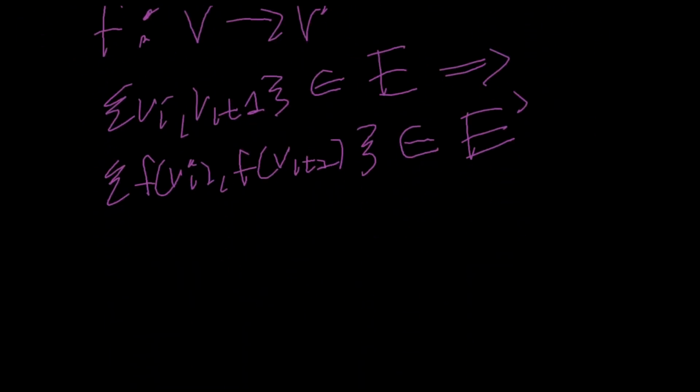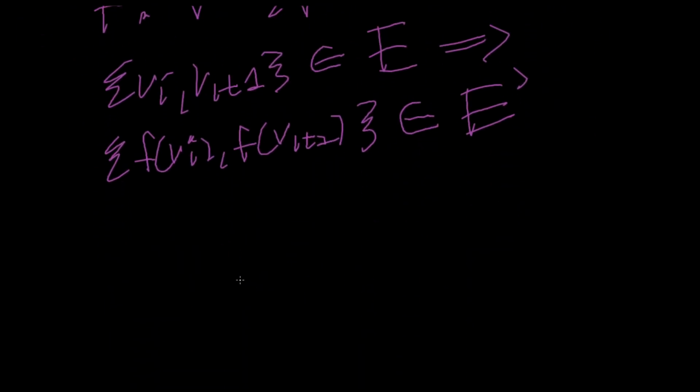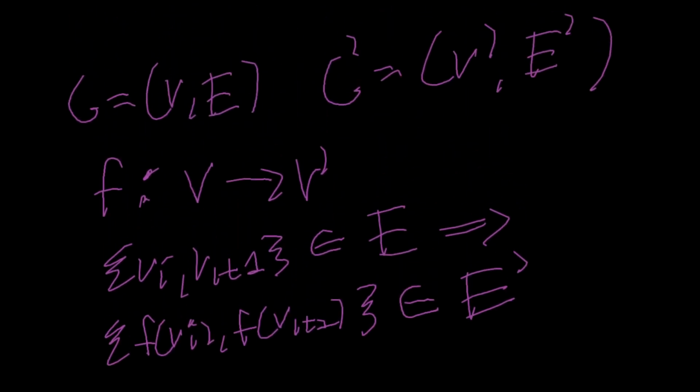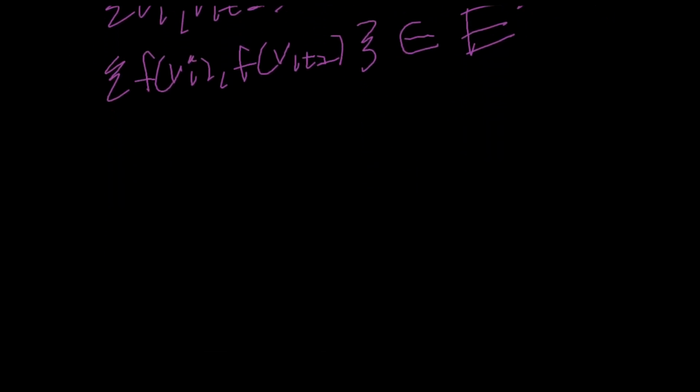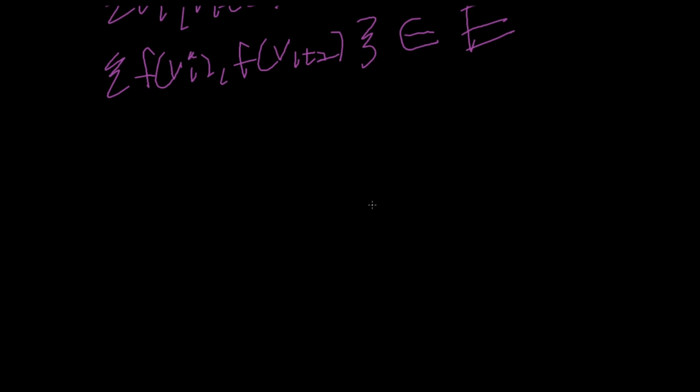Now, let me show you an example where you could apply this definition to see that two different graphs have the same structure, despite it being quite hard to see. So suppose that we have a graph that looks something like this.